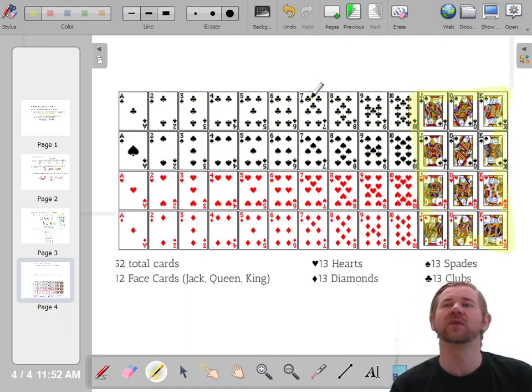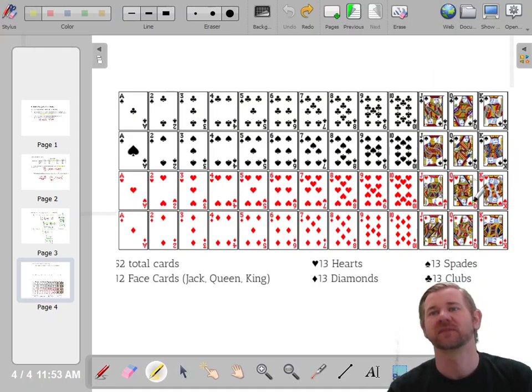Face cards are only the ones that have a face on them, so that's the jacks, queens, and kings. And there's a total of 12 of them. 4 jacks, 4 queens, 4 kings. Okay? If you know those things, you can usually do pretty well on a deck of cards.